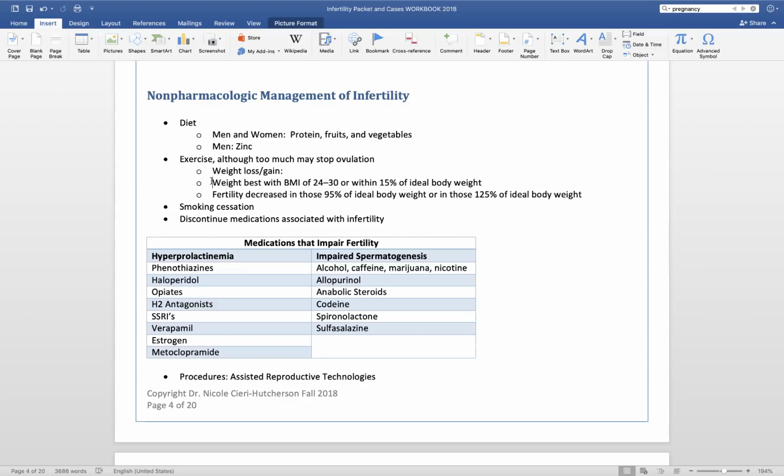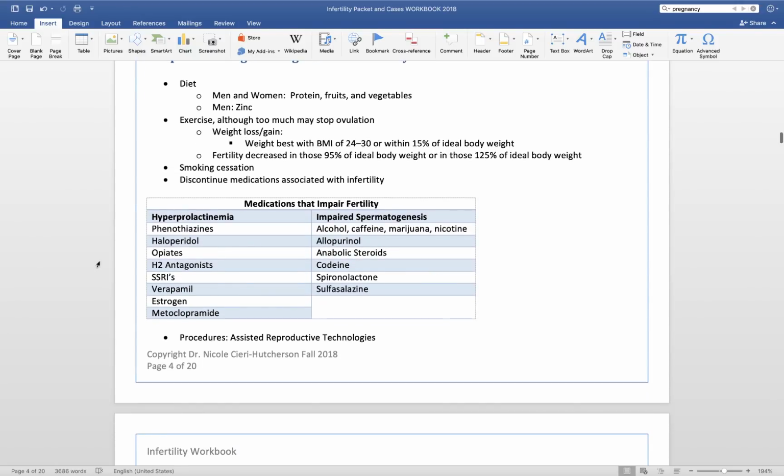Weight loss and weight gain. The best weight is a BMI that is normal, so 24 to 30, or within 15% of an ideal body weight. Fertility decreases for those whose body weight is either below or above their ideal body weight. So an appropriate weight. Cessation of smoking is a counseling point for a number of reasons, but it can also improve fertility.